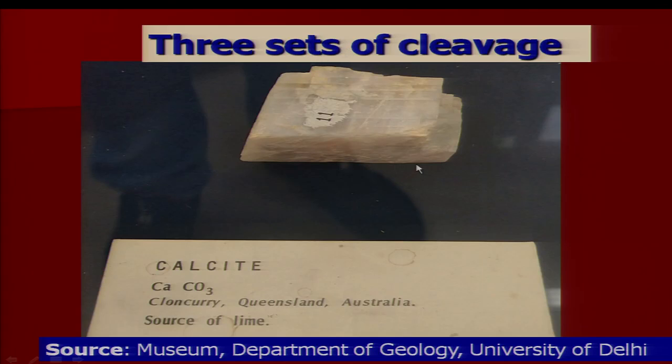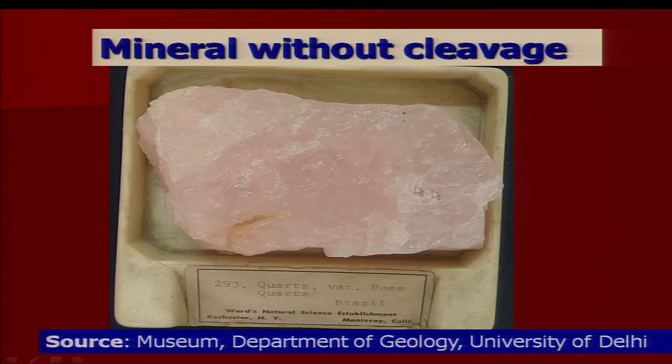So, there are 3 sets of cleavages developed in this rock. As I said earlier, there are minerals without cleavages. You can see an amorphous mineral, but no cleavage is developed here.